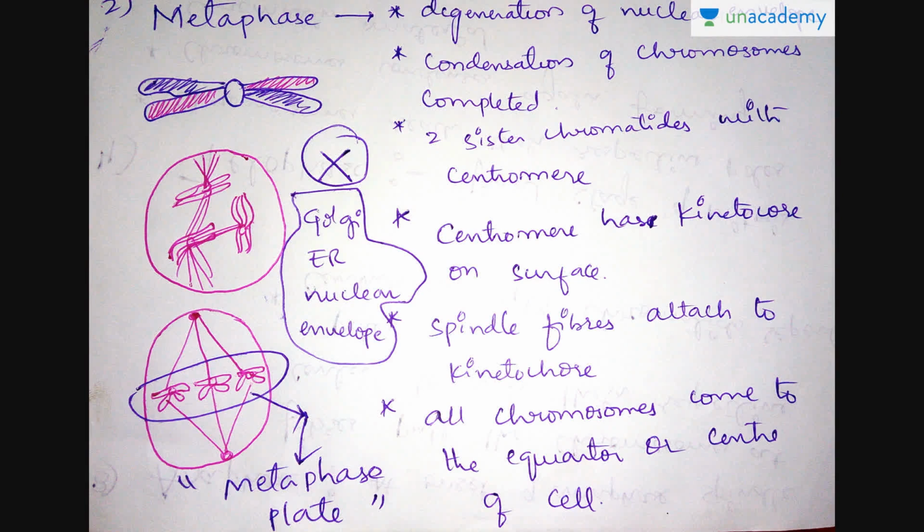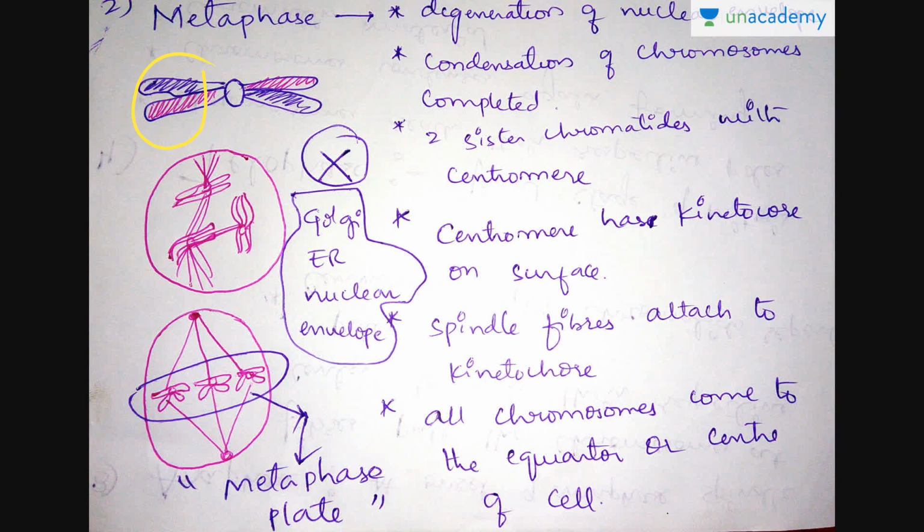Coming to the next phase, this is called metaphase. During this phase, degeneration of the nuclear envelope takes place. Okay, the further condensation of chromosomes takes place and gets completed. In this phase, two sister chromatids with a centromere are formed.